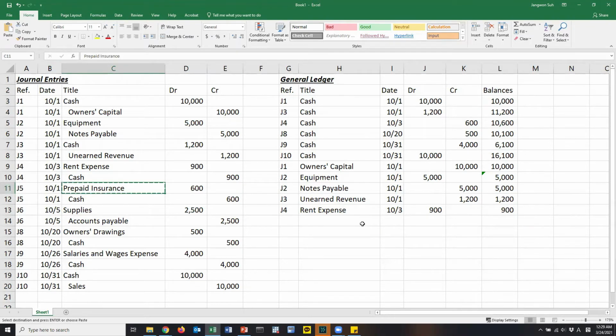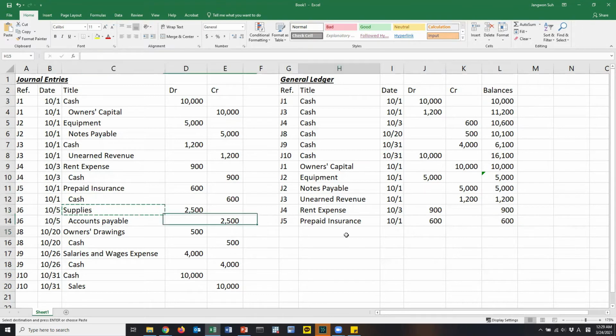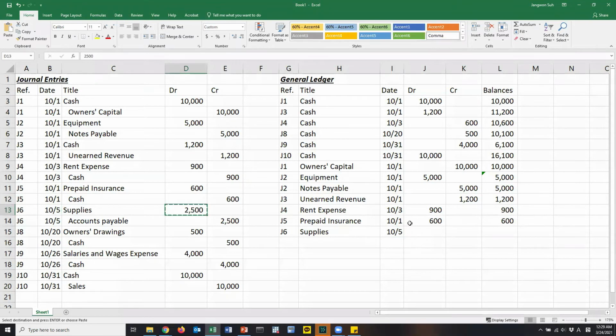And then prepaid asset, J5, date, 600 on the debit side, right? And then it is an asset item, so I will copy and paste cash's formula. What else? Supplies, J6, date, and the debit side. This is the only supplies item, which is an asset item. So I will copy and paste another asset item's formula, prepaid insurance.